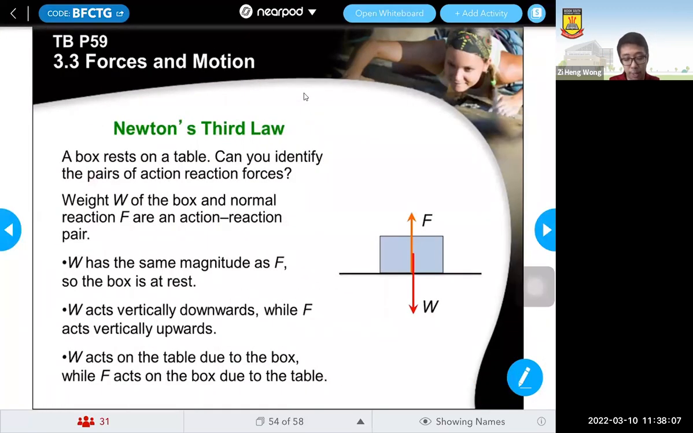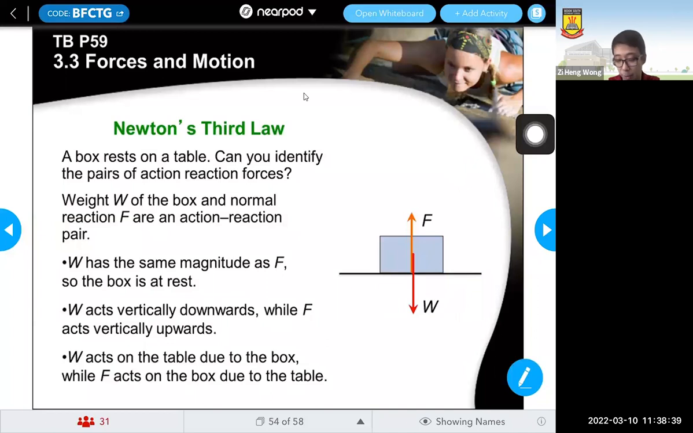Let's look at some discussion. In this case, like I said, this is actually not Newton's third law. These are not an action-reaction pair. Why? Because both are acting on the box. Weight is the force acting on the box by the earth. The normal contact force, or normal reaction force, is the force acting on the box by the table. So both forces are acting on the box. So this is not an action-reaction pair.